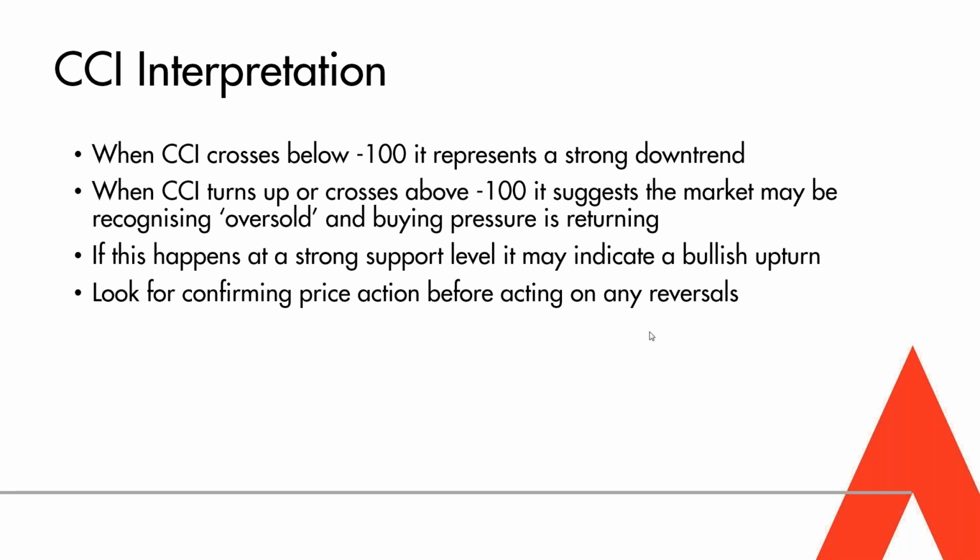Now, talking about the minus 100 level, when the line of CCI crosses below minus 100, it represents a strong downtrend. When the CCI turns up and crosses above minus 100, it suggests the market may be recognizing an oversold level and buying pressure is starting to return. If this happens at a key level of strong support, it could indicate a bullish upturn.